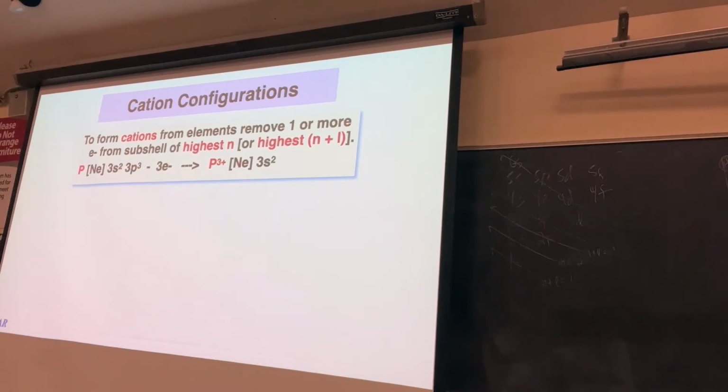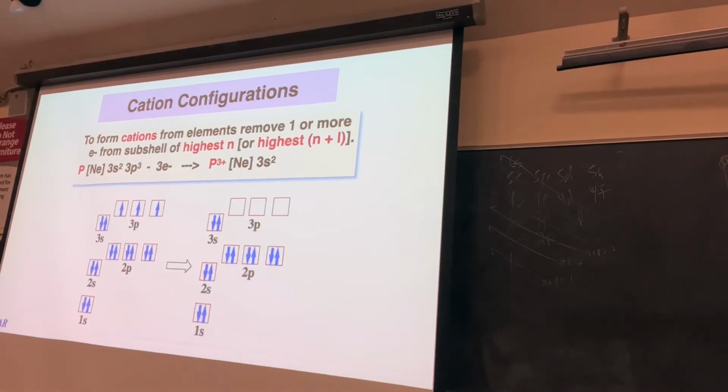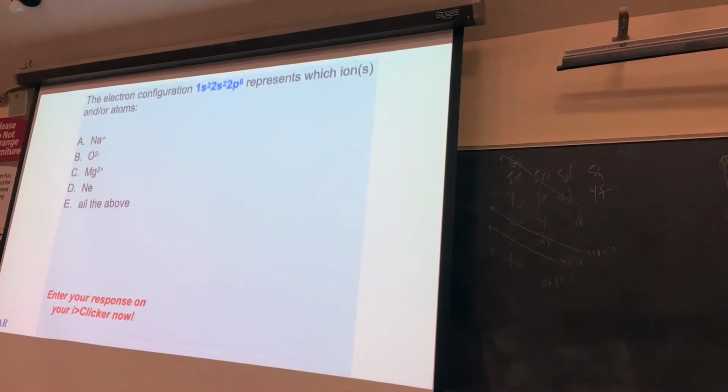Phosphorus +3 would be neon 3s2. So those 3 electrons will be the first ones out in this case. It's not highest n because the n's here are tied, but highest n+L means 3p comes out before 3s. Any questions on that? All right. Why this part is important is because of transition metals, and we'll talk about that here in a little bit.